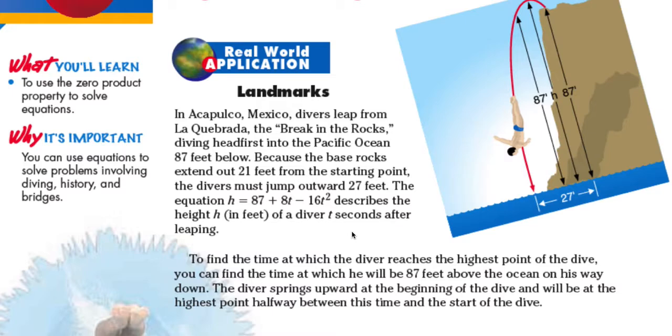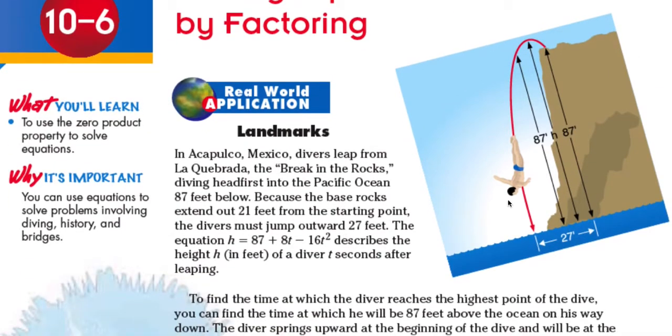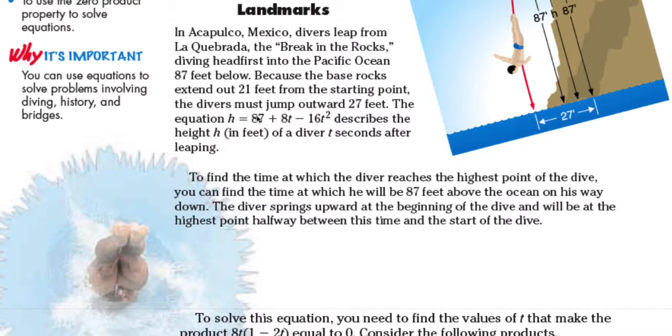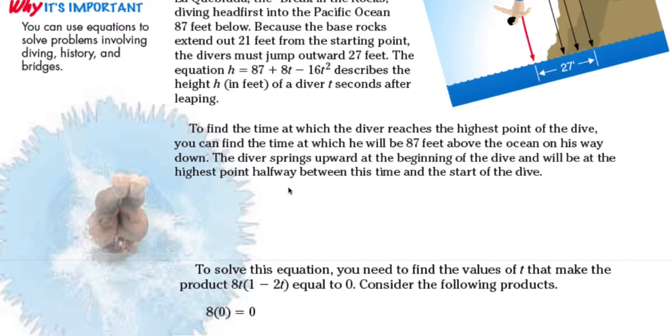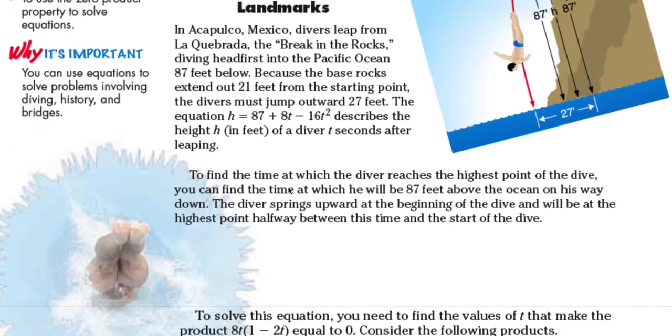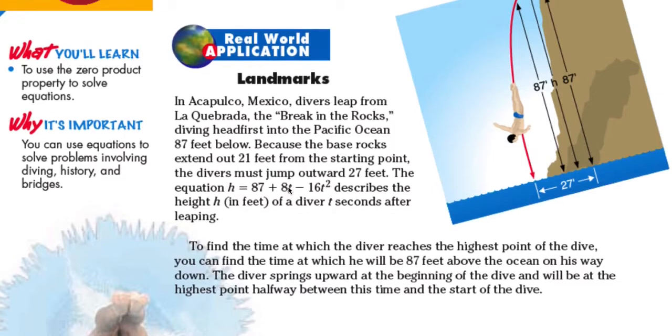If you notice, the diver forms what we call a parabola, and a parabola is formed by a quadratic equation, and this is the quadratic equation that it forms: h equals 87 plus 80t minus 16t squared. To find the time at which the diver reaches the highest point of the dive, we can find the time at which he will be 87 feet above the ocean on his way down.